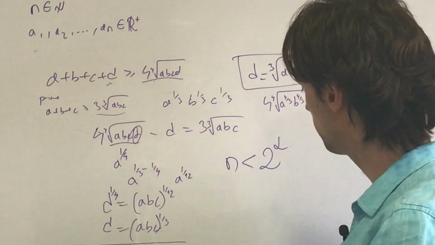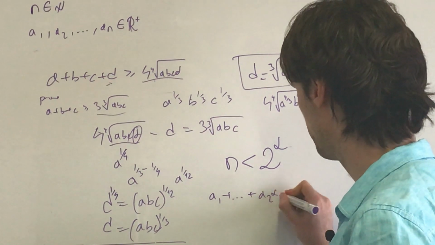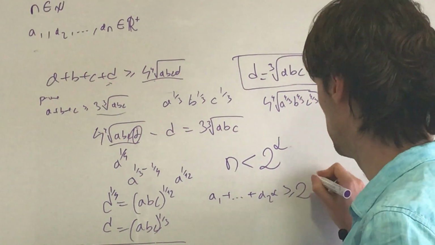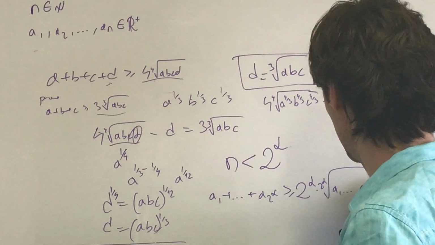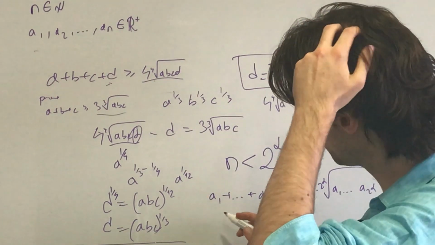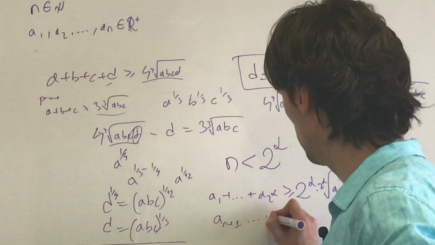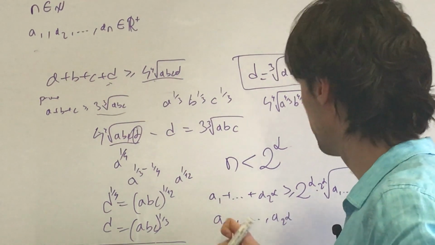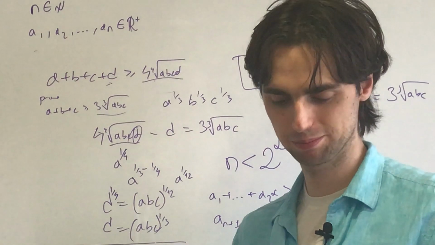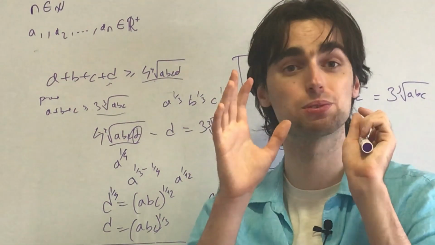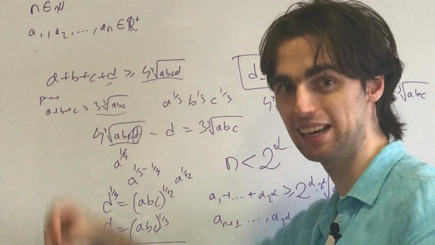And then figure out, now if you know that a1 plus all the way till a to the 2 to the alpha is greater or equal to 2 to the alpha times the 2 to the alpha root of a1 through a 2 to the alpha, figure out what you need to set a n plus 1 all the way to a 2 to the alpha such that you get the inequality that you need. So now without further ado, I invite you to pause for 20 minutes and try to figure that out. And here's the next step.